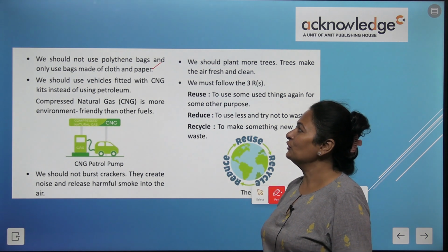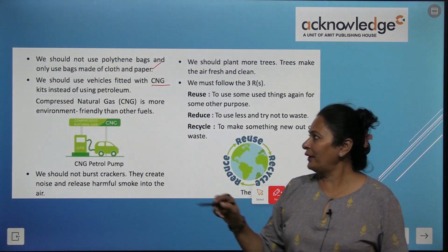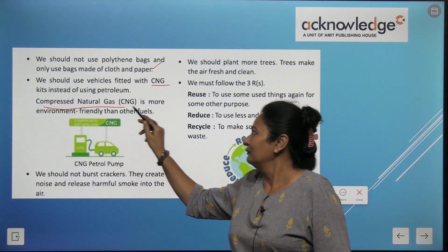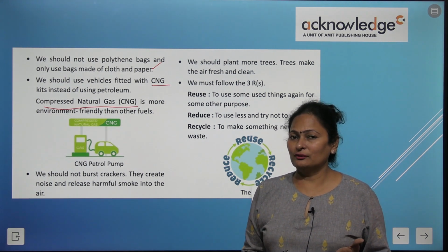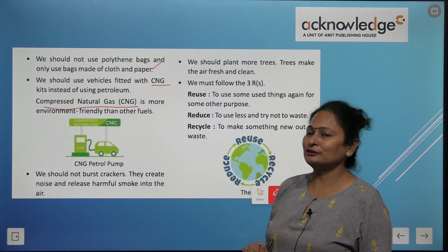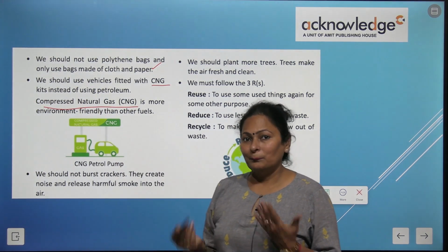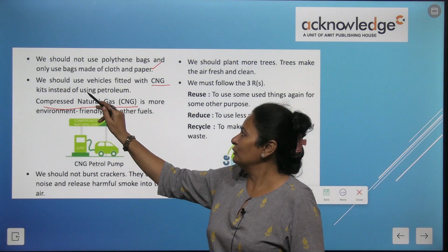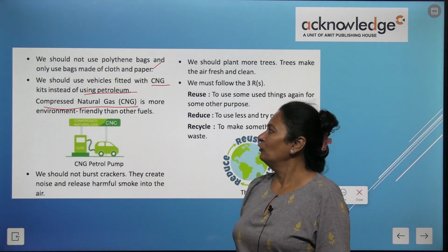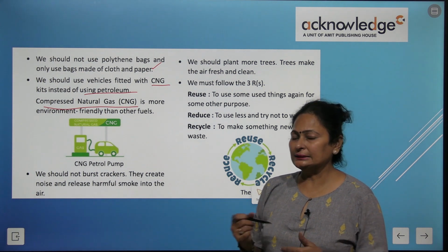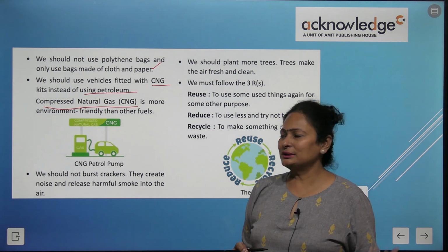We should use vehicles fitted with CNG. What is CNG, kids? CNG is compressed natural gas. CNG is again fuel for the vehicles. So we should use the CNG fitted vehicles to reduce the pollution instead of using petroleum vehicles. It is more environmental friendly than other fuels. CNG is more environmental friendly than other fuels like petrol, diesel, right?